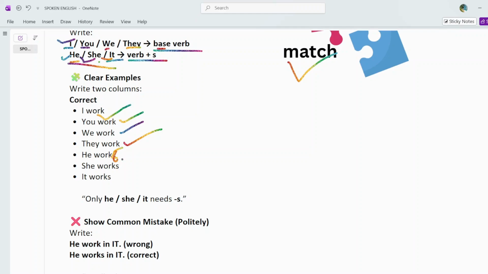I'm sorry, let me just go back. Yes, okay, look at here, he works. When you use your subject as he, she, or it, the verb pretty much adds an S. Only then it sounds correct. So he works, she works, and it works. Only he, she, and it need an S in this particular section.